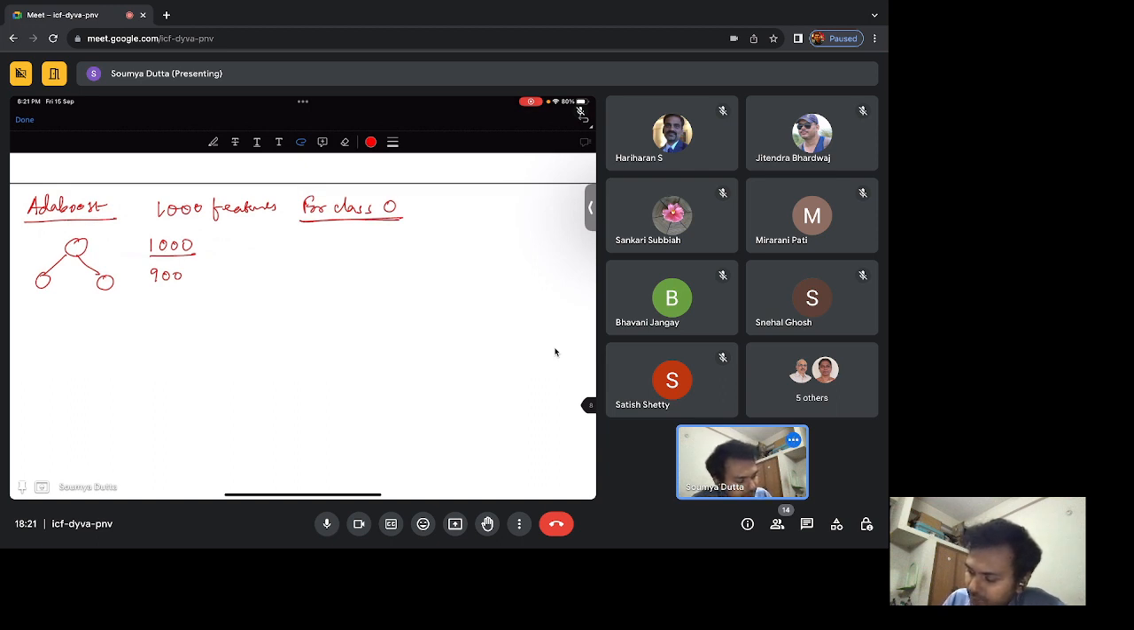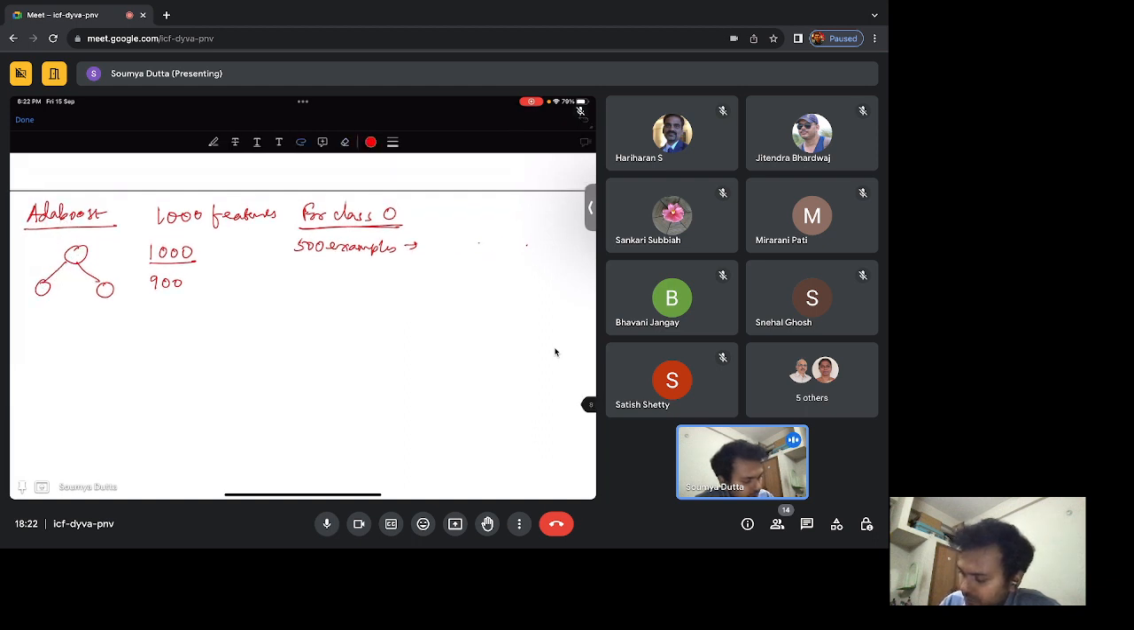So for class 0, let's say 500 examples. You have 5 features which are always the same. You can imagine some problem setting where 5 features always have the same values. Whenever those 5 features have the same values, you have class 0. So out of 500 examples, you have 490 examples where the 5 features have the same value.